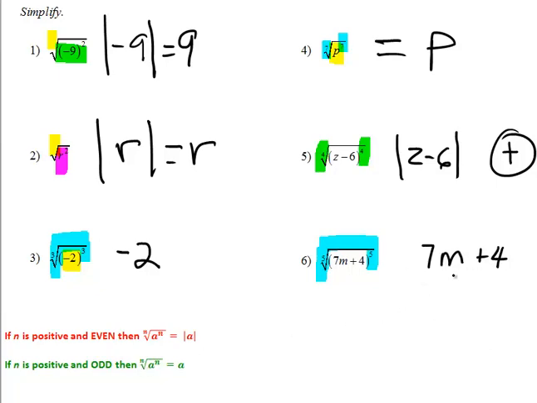And there we go. And remember, think to yourself, why isn't this an absolute value? Because if this is odd, this could be negative.